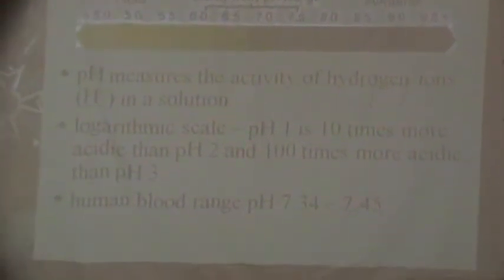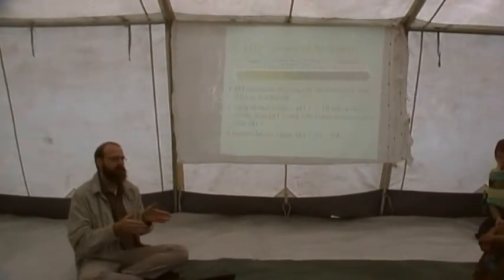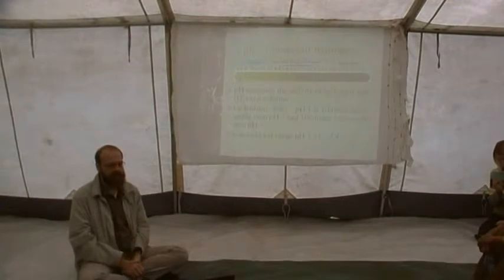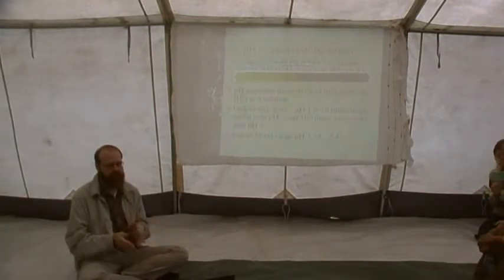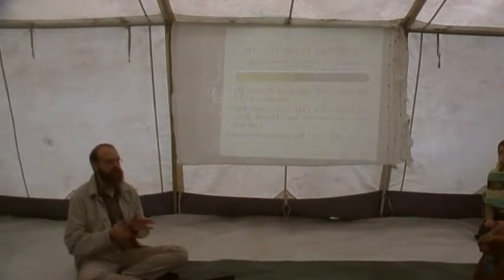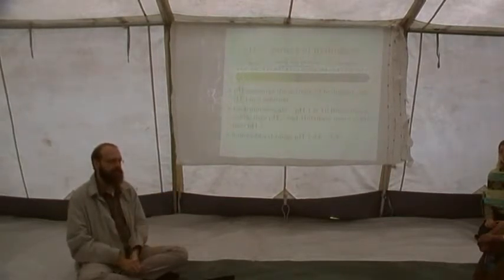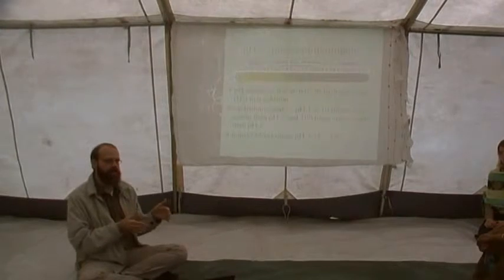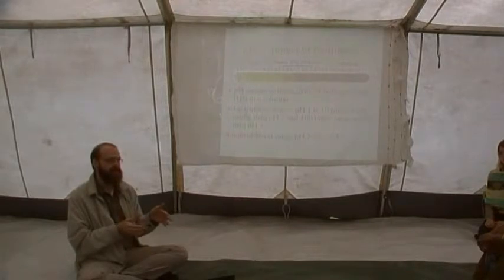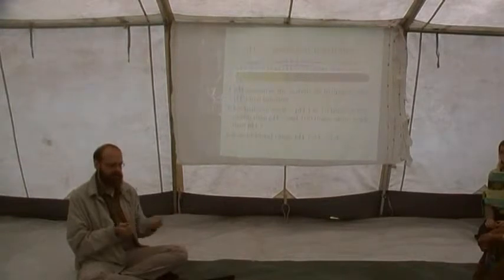And there is an interesting thing, that this is a so-called logarithmic scale. It means that when we take one step from 1 to 2, it increases tenfold. So pH 1 is 10 times more acidic than pH 2, but it's 100 times more acidic than pH 3. It's tenfold each step. So you can understand that even a small change in the scale means a tremendous change in the acidity or alkalinity of that substance.